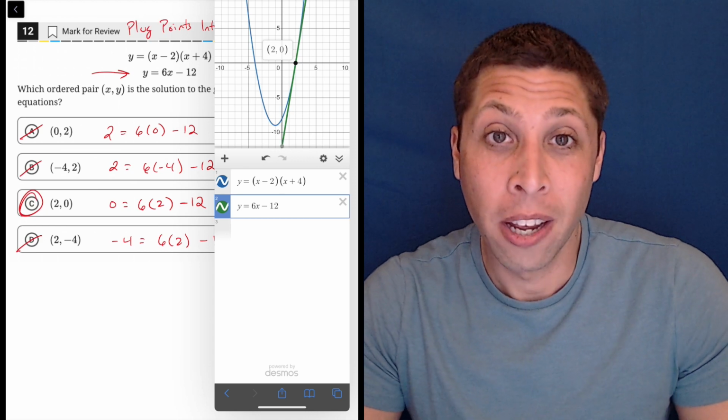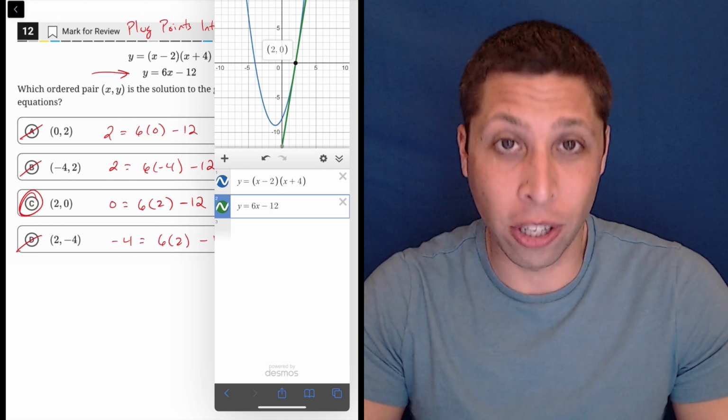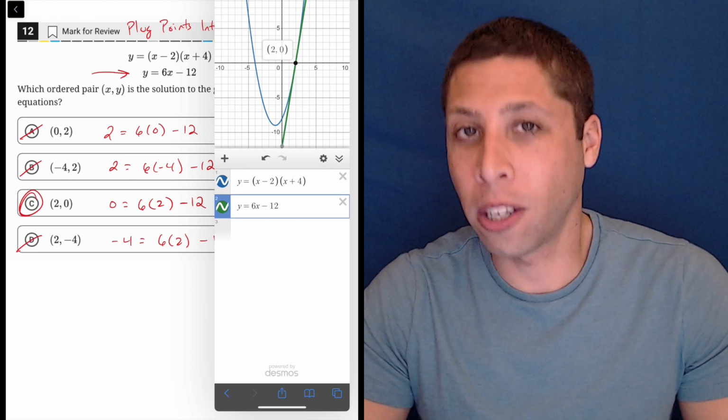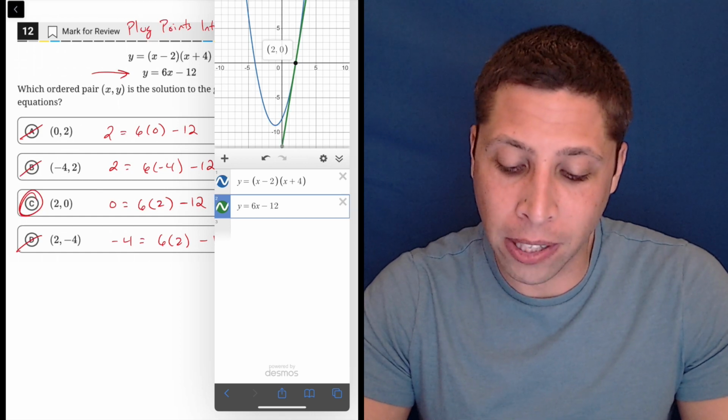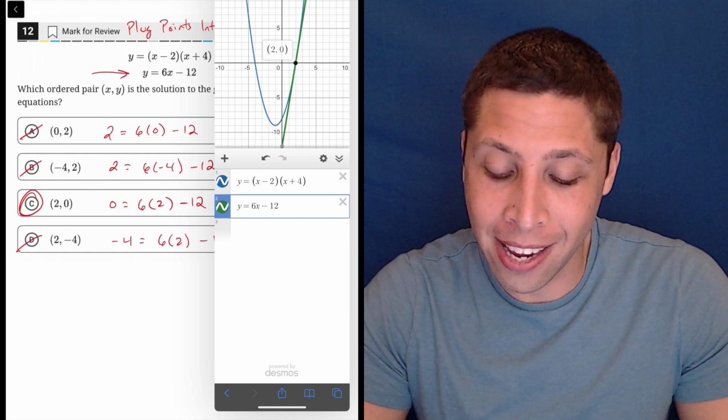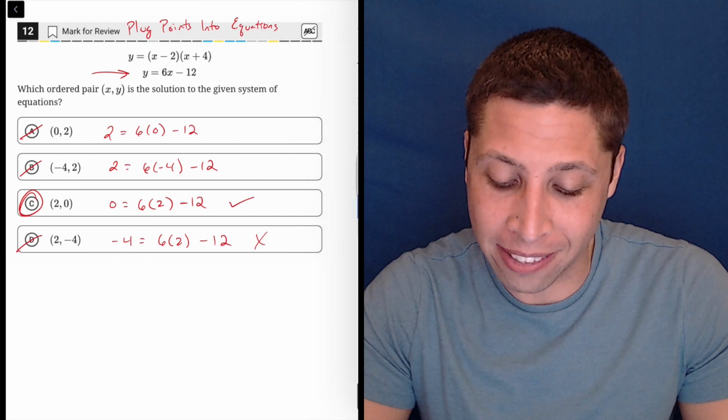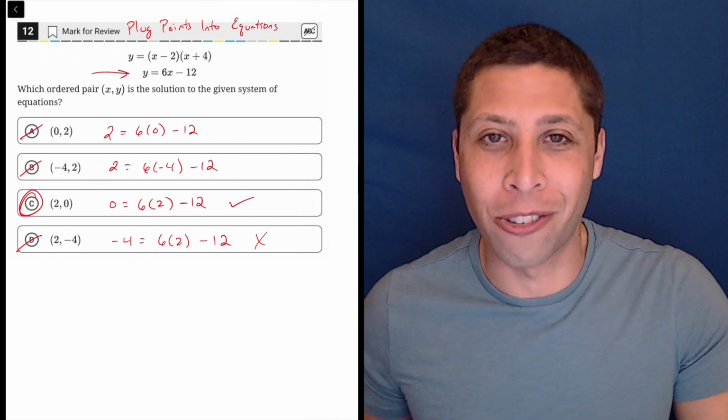So for most systems of equations, point of intersection, you are going to use the calculator. This to me felt like a little bit of an exception and a little bit of a nostalgia moment, because I love the plug points into equations strategy so much.